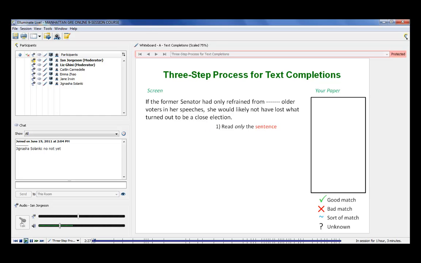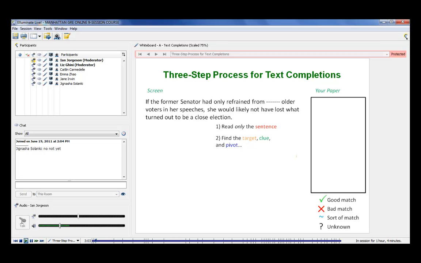So let's read the sentence. We've got, if the former senator had only refrained from blank older voters in her speeches, she would likely not have lost what turned out to be a close election. Okay, so when we're reading the sentence, we want to get a good sort of holistic idea of what the sentence means in the first place. But we also want to look for the specific language in the sentence that helps tell us what goes in the blanks. And so we're going to call that the target, the clue, and the pivot.